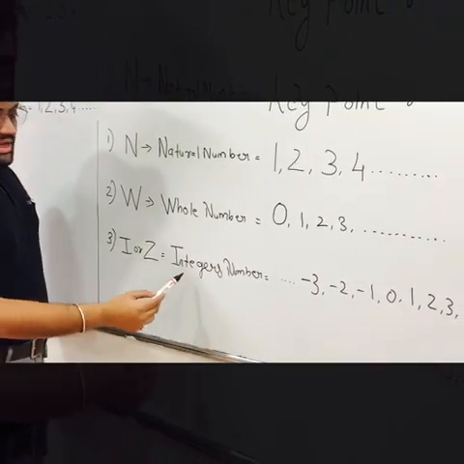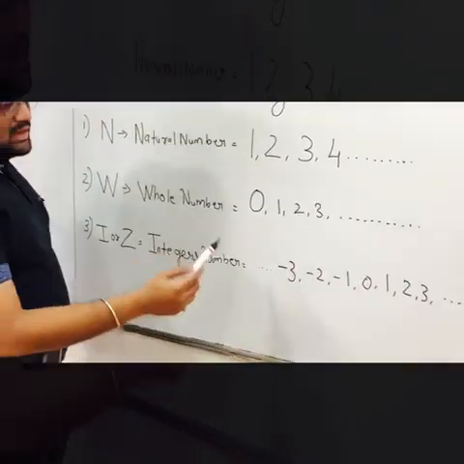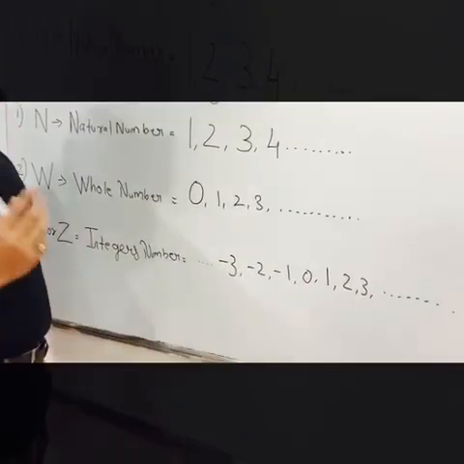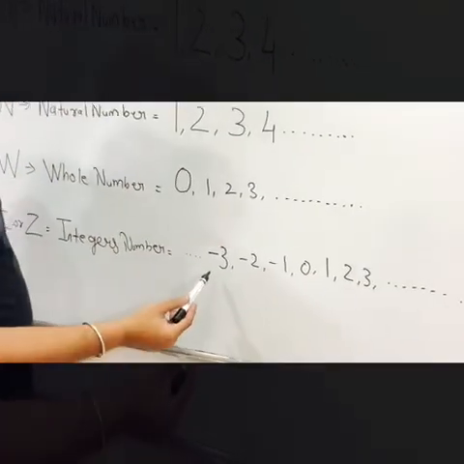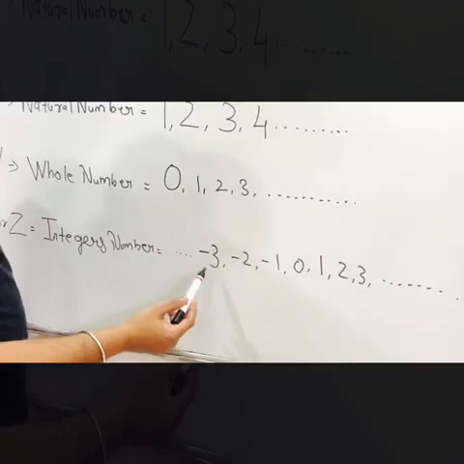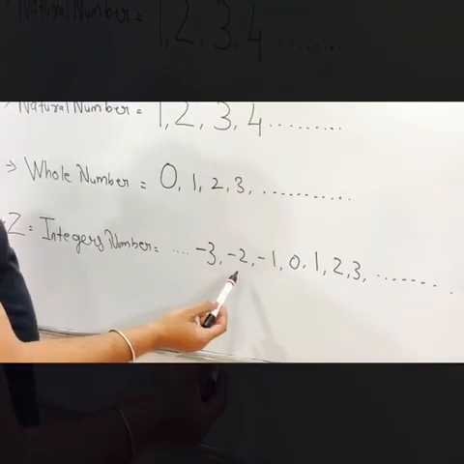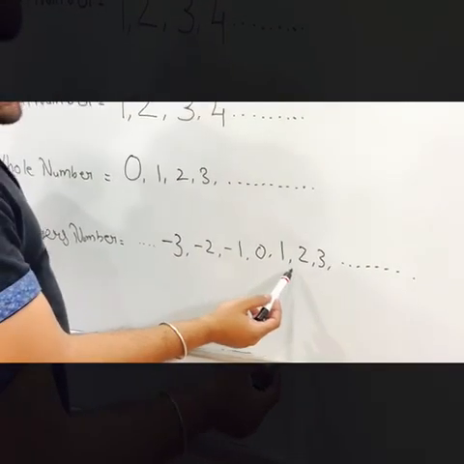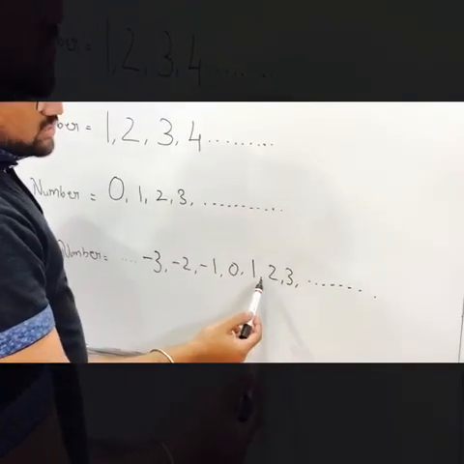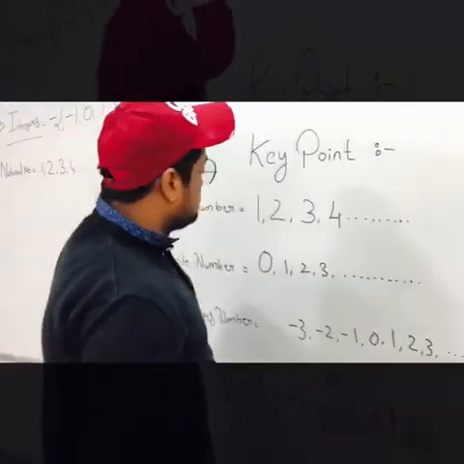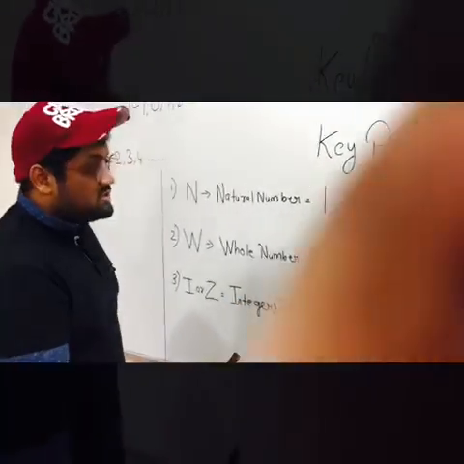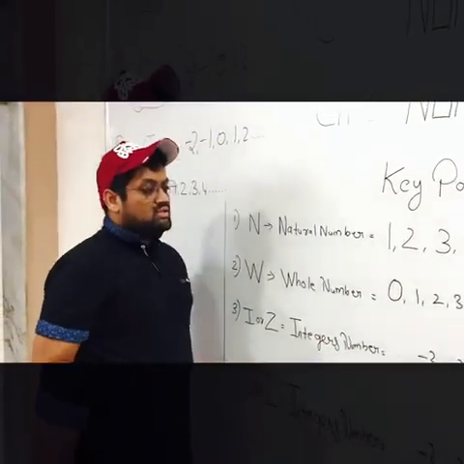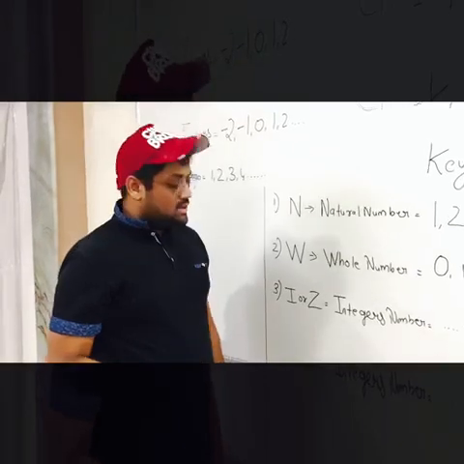I or Z means integer numbers, and in integers three types of numbers will come. Negative numbers will also come, see here: -3, -2, -1, comma 0 will also come, and positive numbers will also come, that is 1, 2, 3 and so on. So these are the three types of numbers which we have studied in our previous standard.